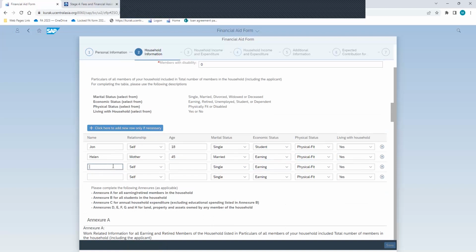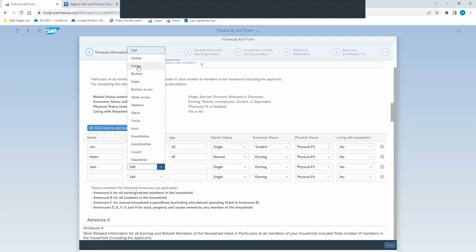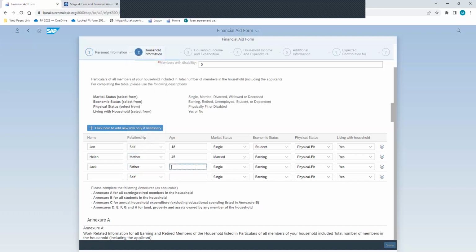And father, let's call him Jack. All right, so relationship, I'm choosing father. He's 46 years old. He's also married. He's earning, as mentioned above, and he's physically fit. He's living with the household.